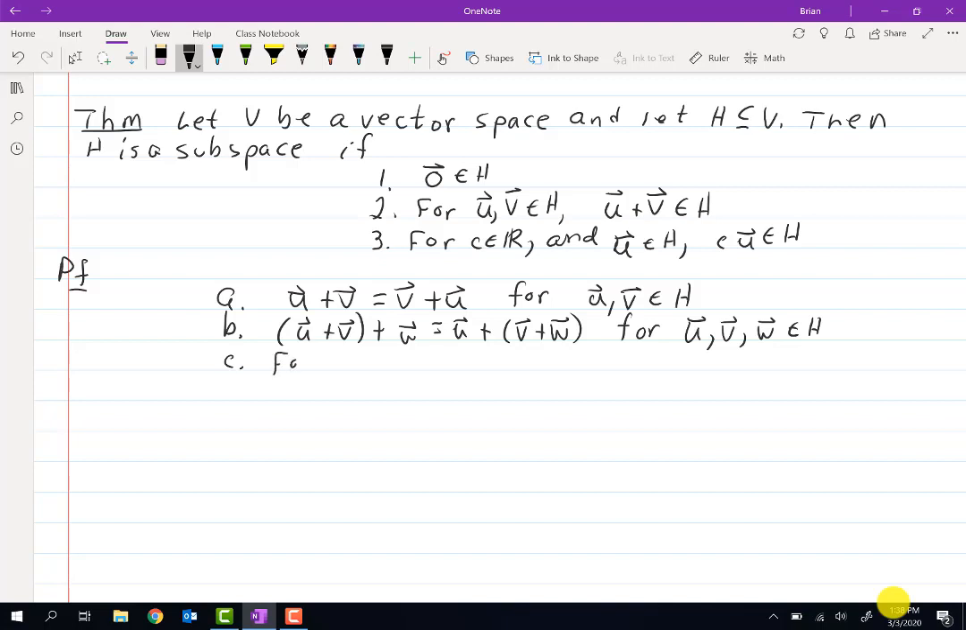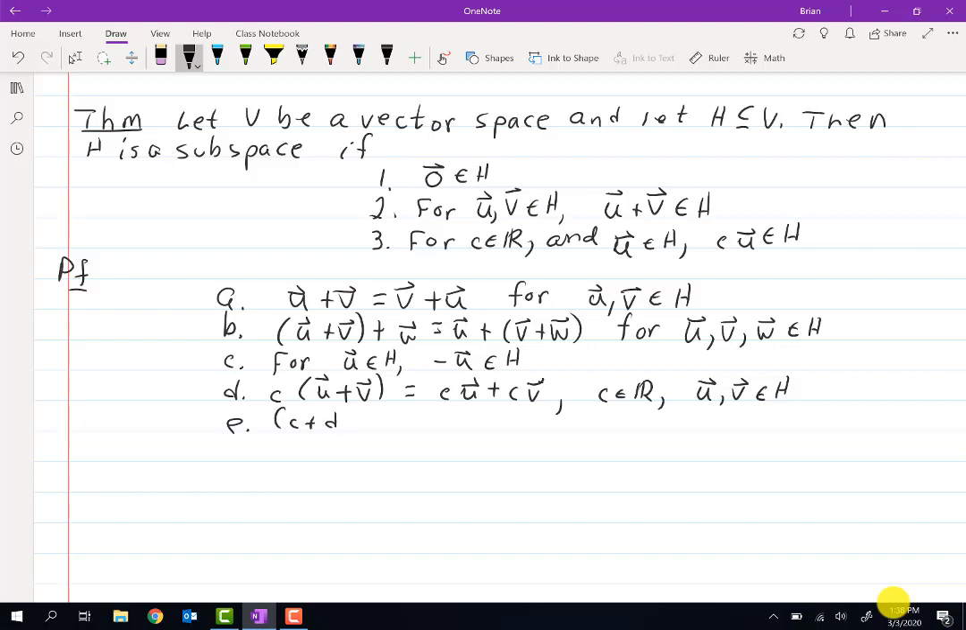Well, let me see this for a second. For U in H, negative U is in H. That may seem obvious, but I think I'm going to prove it anyway. So D, if I have C times U plus V, so this is the distributive property, equals CU plus CV. And this is where C is in the real numbers, U and V are in H. E, we want to prove the other distributive property.